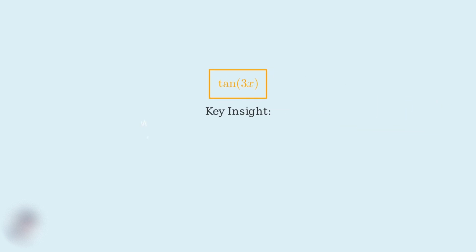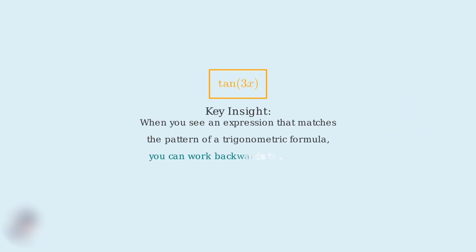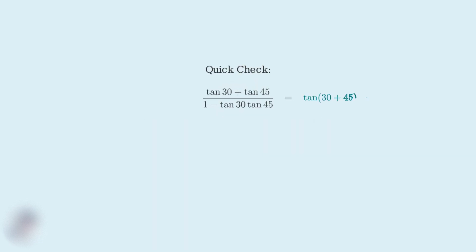The key insight here is pattern recognition. When you encounter an expression that matches the structure of a known trigonometric formula, you can work backwards to simplify it dramatically. As a quick check, consider this expression with specific angles. Using the same pattern recognition, this simplifies to tan of 75 degrees, connecting back to our previous example.